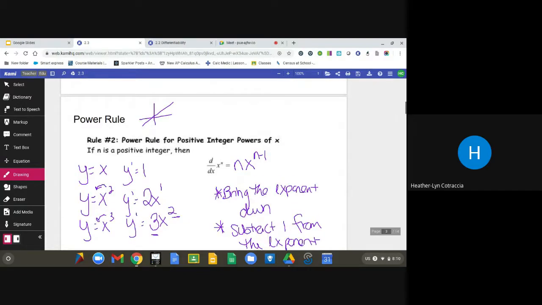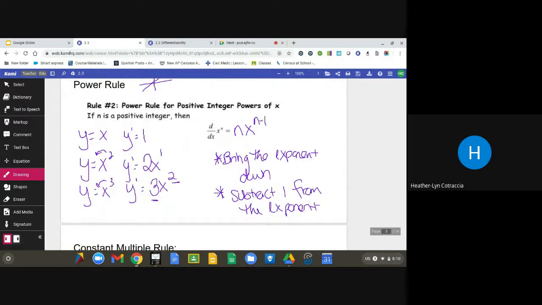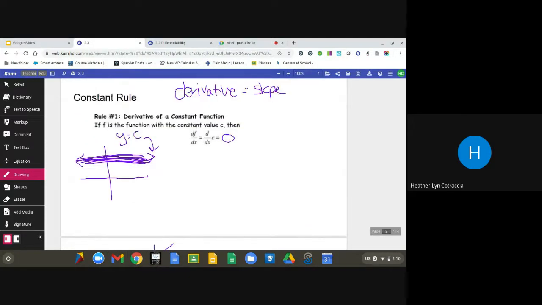We talked about your power rule, which is where you bring the exponent down and then you subtract 1 from the exponent. And the very first thing that we talked about today was the derivative of a constant. Remember, a constant is a horizontal line, and the slope of any horizontal line is 0. And that is all of the rules that you need for today. Those are the basic ones. We have a couple more to add in the next couple of classes.